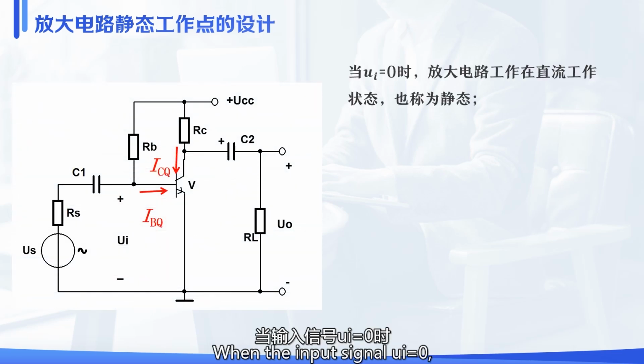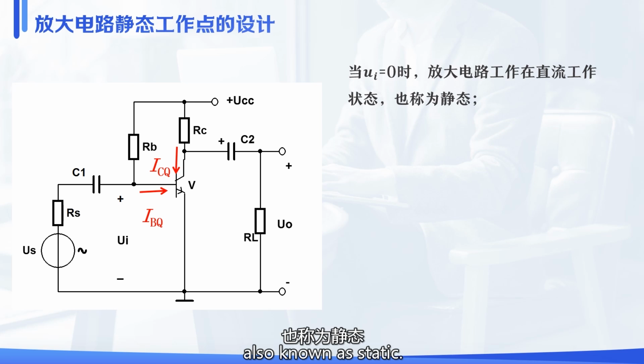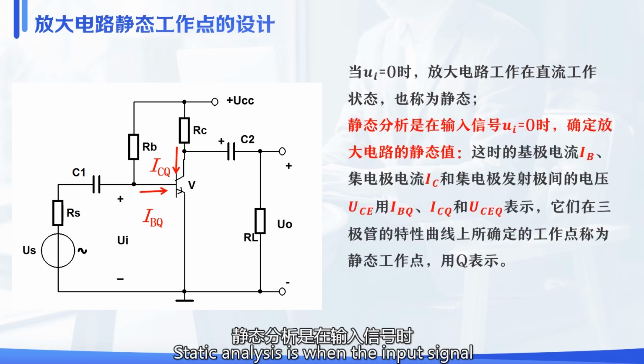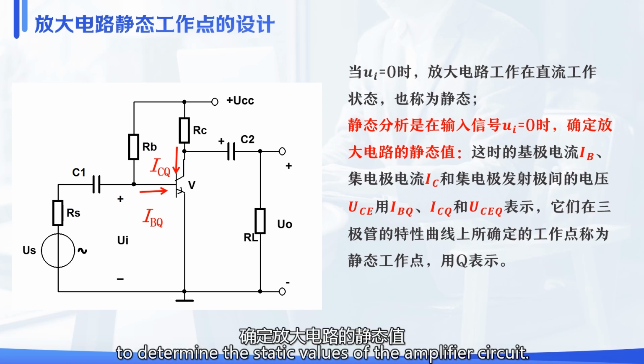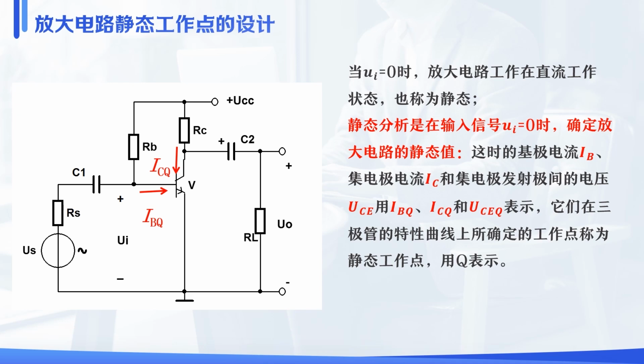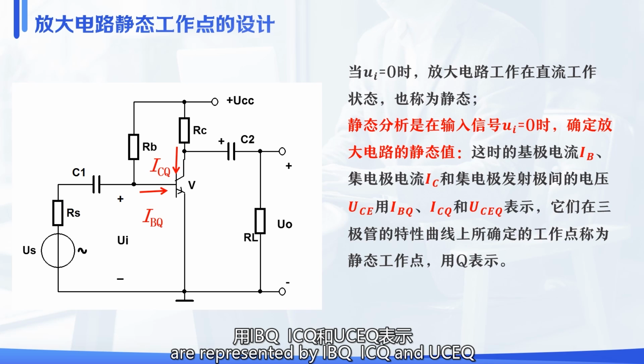When the input equals 0, the amplifier circuit operates in a direct current state, also known as static. Static analysis is when the input signal is 0, to determine the static values of the amplifier circuit. At this time, the base current IB, the collector current IC, and the voltage UCE between the collector and the emitter are represented by IBQ, ICQ, and UCEQ.